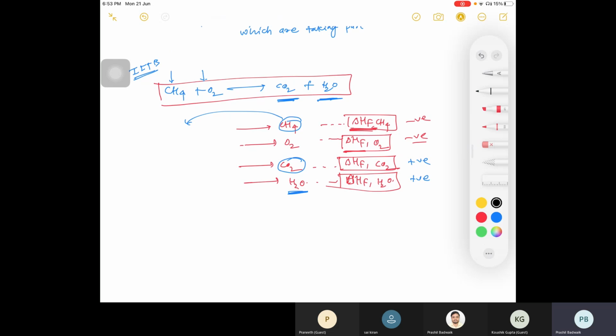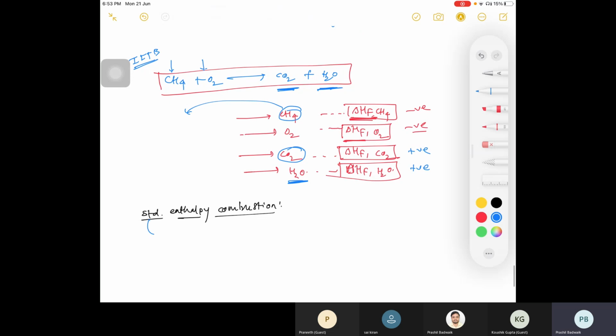Then standard enthalpy of combustion. Do you know the definition? It is when 1 mole of fuel, or any burning substance, is completely burned in excess of air, right? Excess of air. And the enthalpy change associated with this is your enthalpy of combustion.